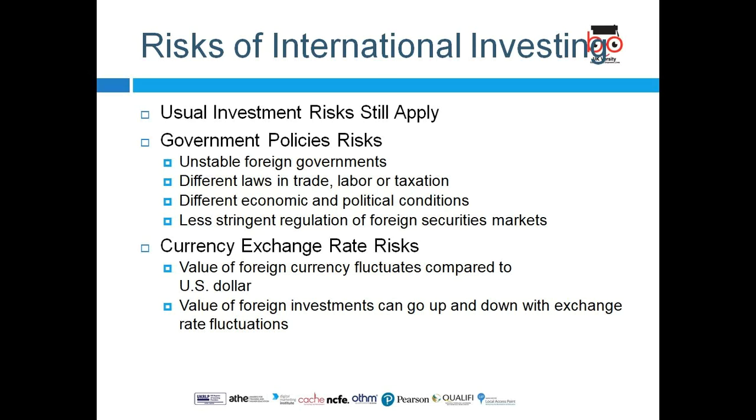Currency exchange rates: the value of foreign currencies fluctuates compared to the US dollar. Is it really that we need to trade? Can we trade in any currency? Or do you think we really need to trade in US dollars? Sorry, can we trade in any currency? What do you think? What are your views?